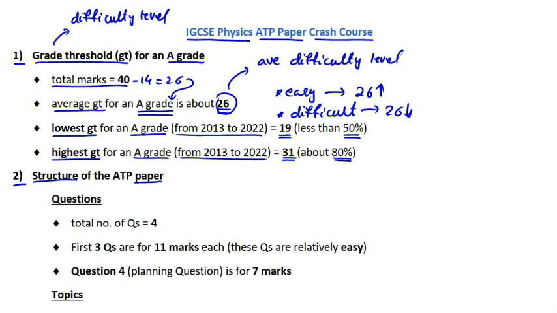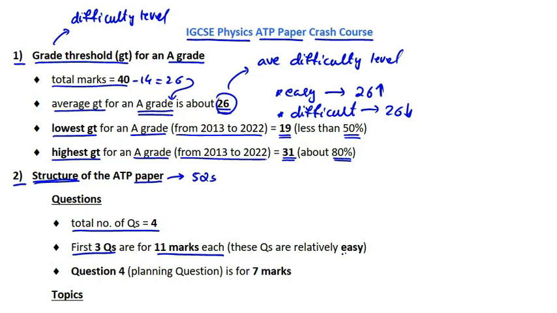Okay, students, let's look at the structure of the ATP paper now. Students, in the past, the IGCSE Physics ATP paper consisted of 5 questions, but it now consists of 4 questions. The first 3 questions are usually for 11 marks each.